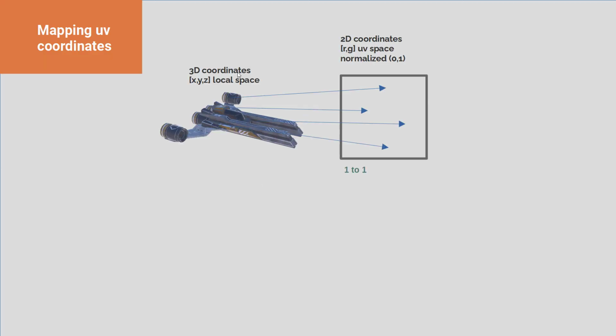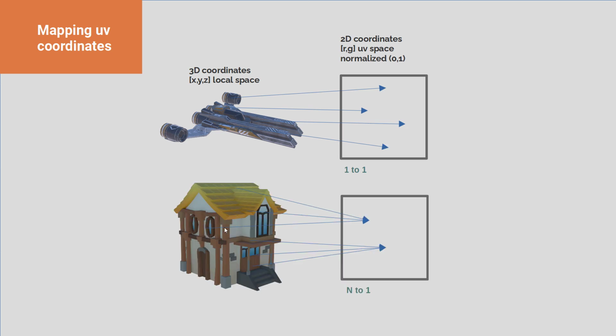Reviewing the previous concepts, I can map 3D coordinates in local space to normalize it to the coordinates in the range 0 to 1. In another case, I can map multiple 3D coordinates to the same UV coordinate in an n-to-1 relationship.